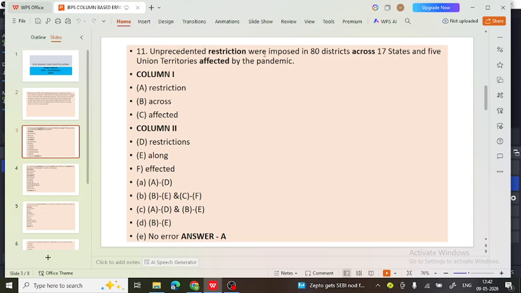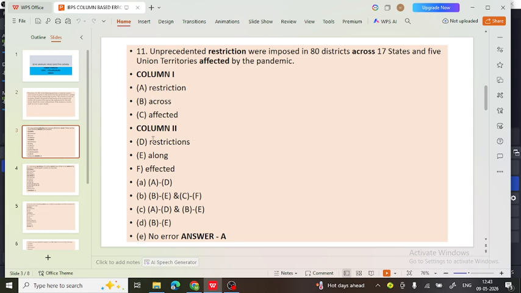Now, see the first one: unprecedented restriction were imposed. Here, what helping verb is used? Were, which is used in the past tense, especially when the noun is in plural form. But here, restriction, how are the restrictions? Restriction is a noun here, and unprecedented is information given about the noun, meaning an adjective. So the noun must be plural, and here it is given in singular form. In D, it is given as restrictions. So A should be replaced with D.